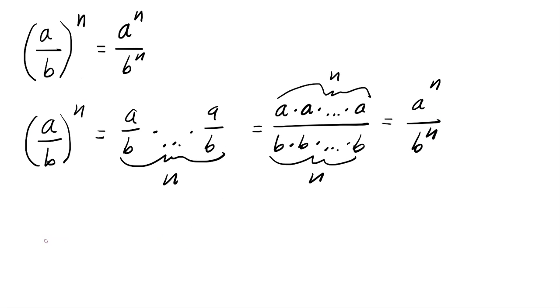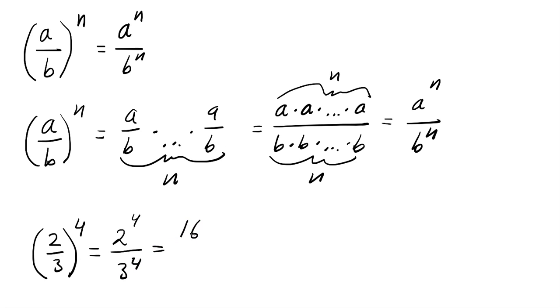For example, 2/3 raised to the power of 4. This is 2 raised to the power of 4 over 3 raised to the power of 4. So 16 over 81.